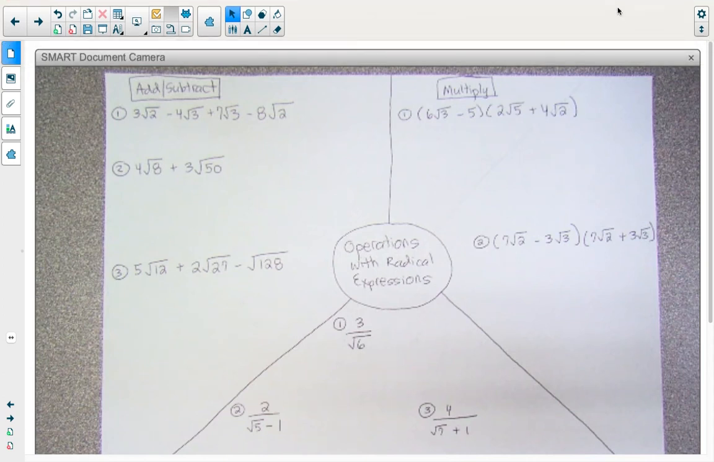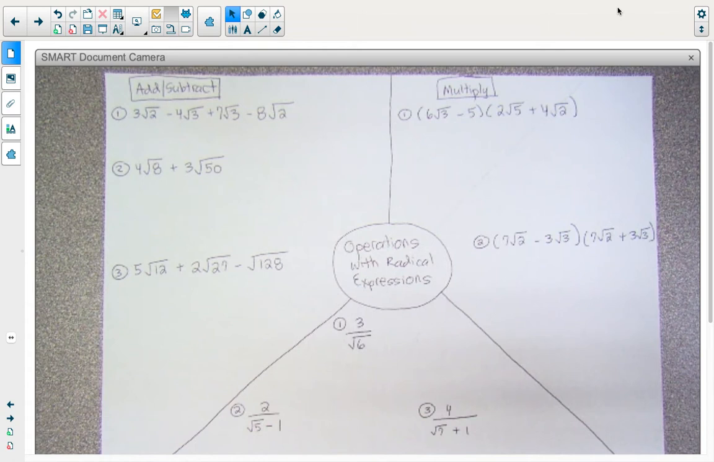Hey y'all. Today we're going to do some operations with radical expressions. Take your sheet of paper and you can set it up like mine right here. You are more than welcome, of course, to pause the video so you can get everything written down. But if you don't get everything written down right now, I'm going to go through each section and explain it to you.